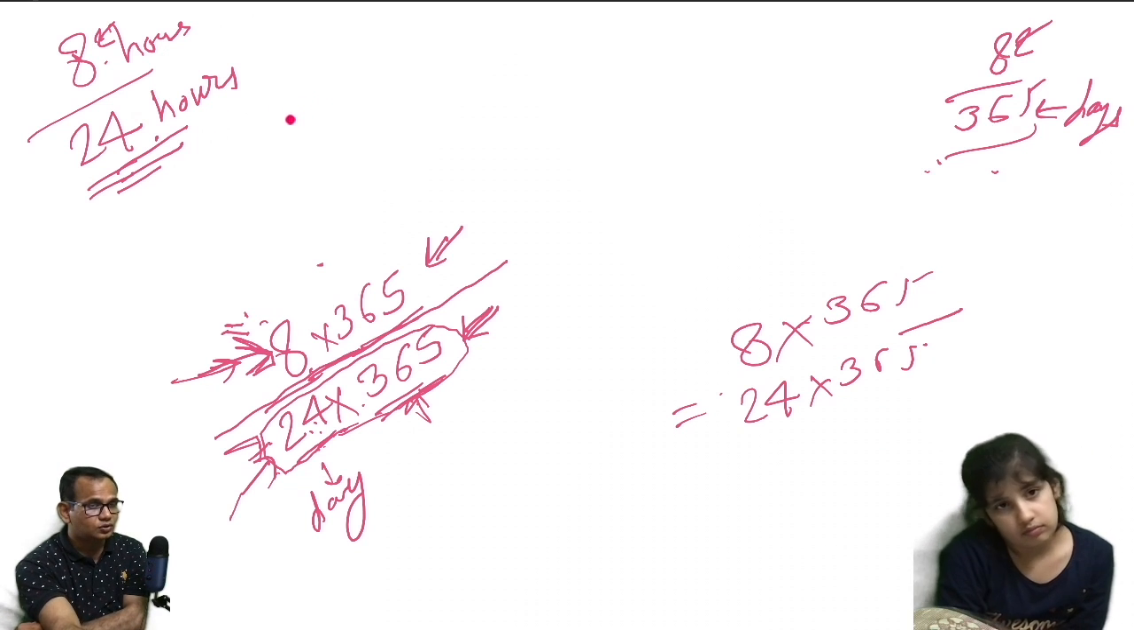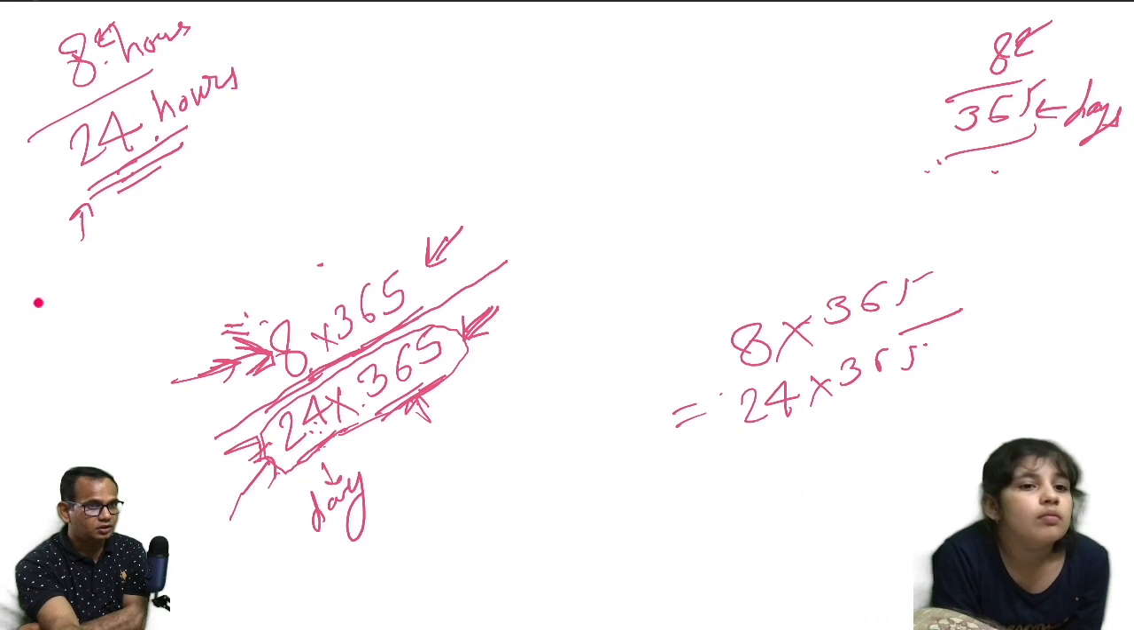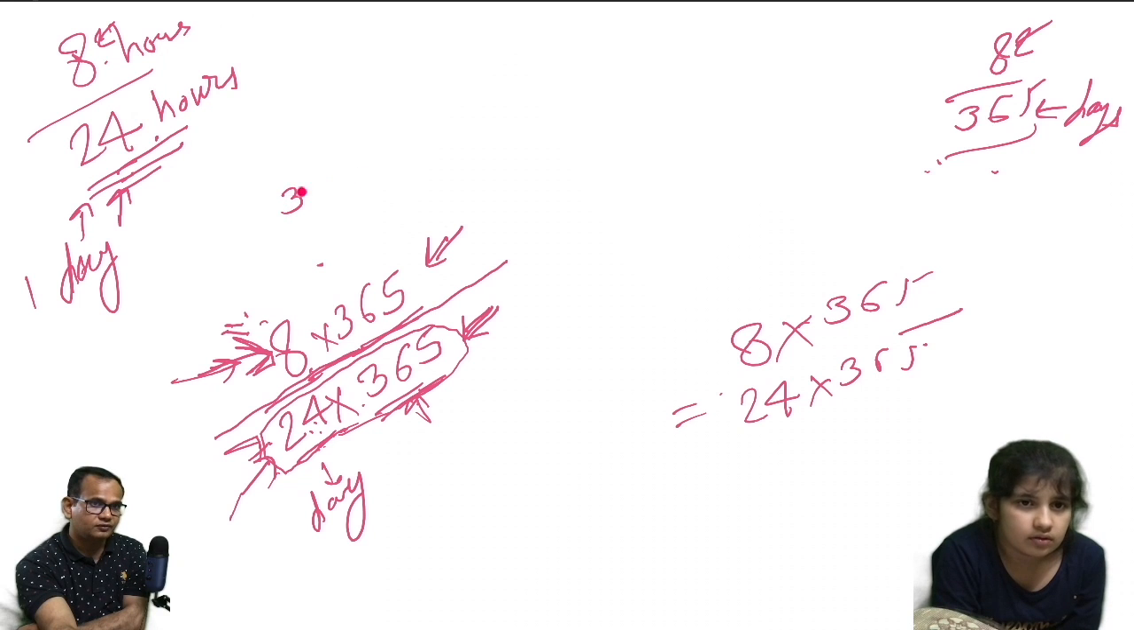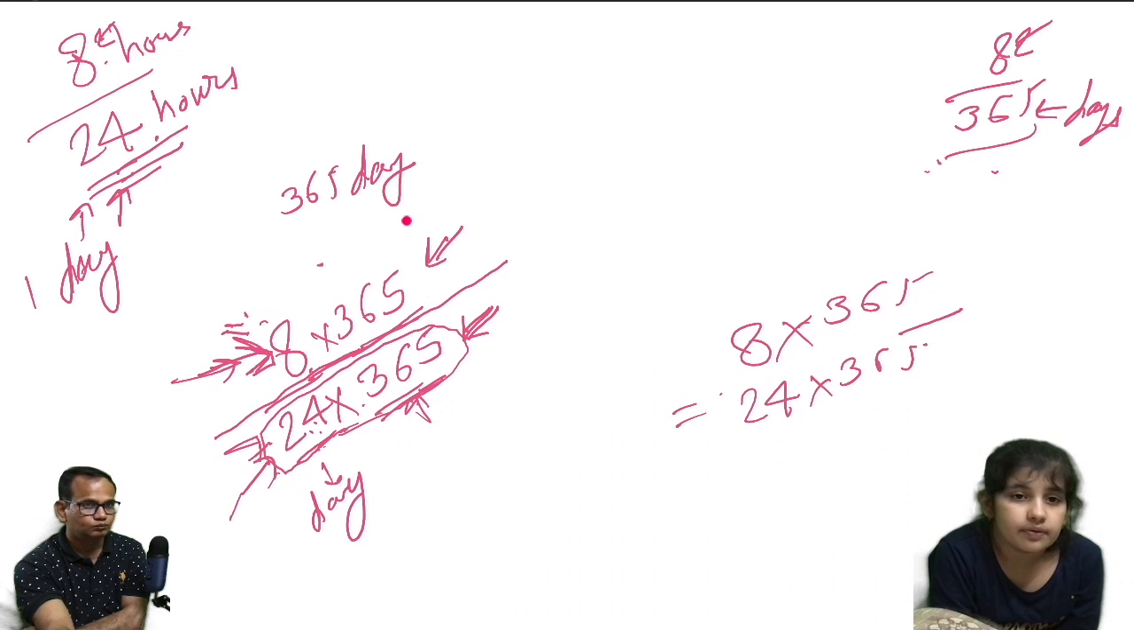Now, this is for one day. You understood this one? This one is for one day. For 365 days, what will you do? 365 days, 8 and 8 should be divided by, I don't know what I will do.